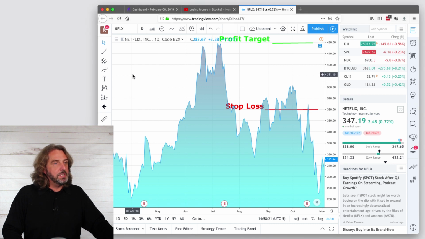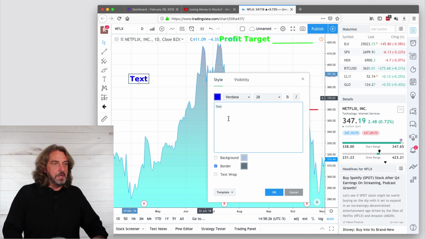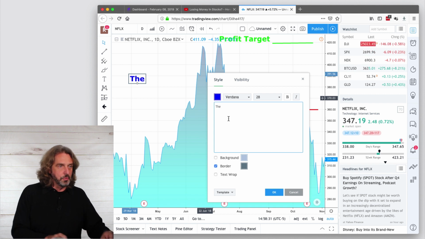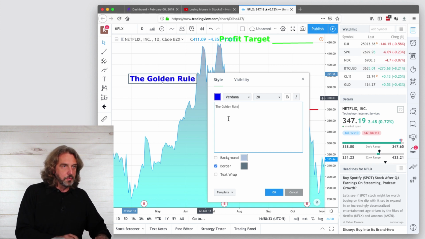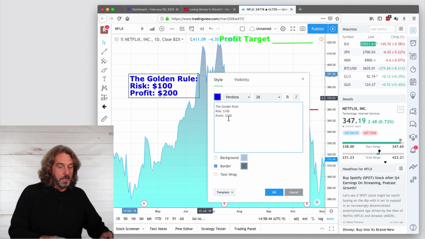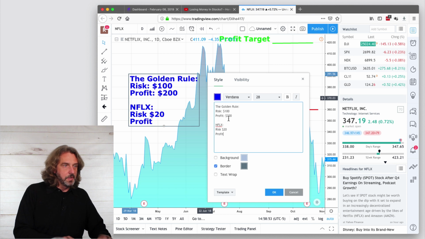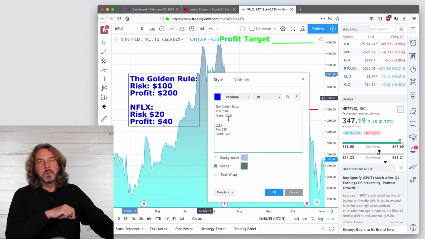And that's an important concept that I want to just quickly write down here. So this is where I like to use the golden rule. And what does this mean? What does the golden rule mean? The golden rule means that you risk $100 trying to make $200. Or in our specific example here for Netflix, that you're risking $20 trying to make $40.